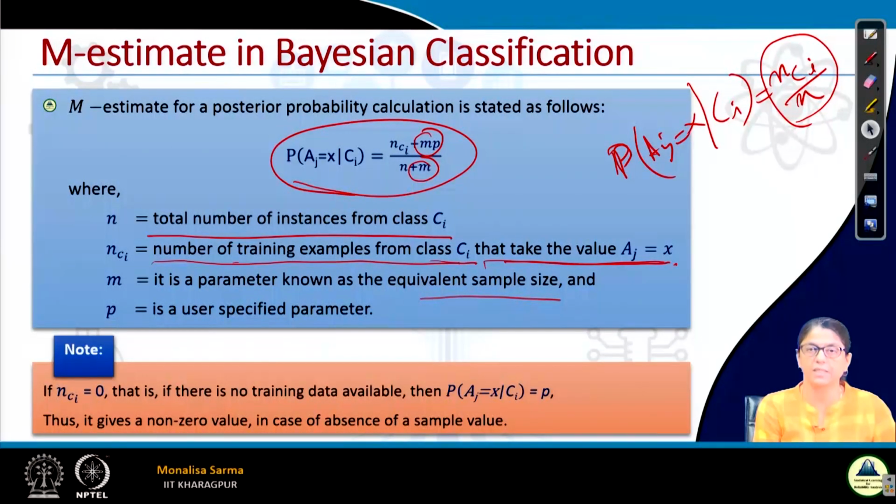I will do some examples in my tutorial class, and then you will see how we can take P values. I will show just one example, and there are different heuristics for taking different P values. Usually the P value is considered 0.05 in most cases. So that is the M estimate. If NCI is equal to 0, I will still not get a 0 value because of these two parameters. I will solve some problems in the tutorial, and then things will be more clear.